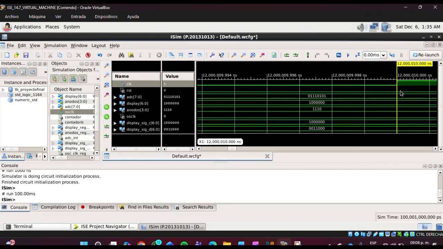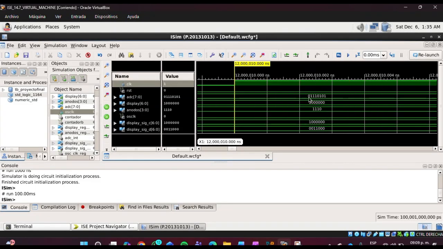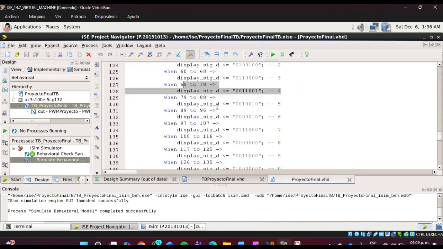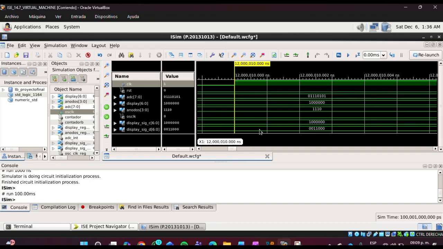Our next case we got it until 12 milliseconds, and we have an integer value in the ADC of 117 that puts us at 90 degrees. We are at the tens display, and we have in the tens signal a 9, and in our 100 signal a 0, and we are showing the 100 signal, so we have a 0.